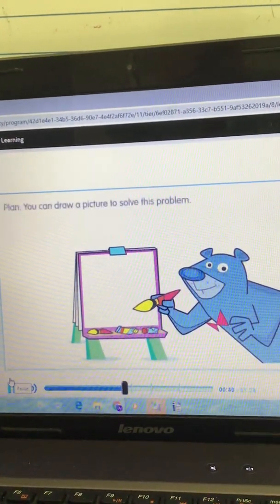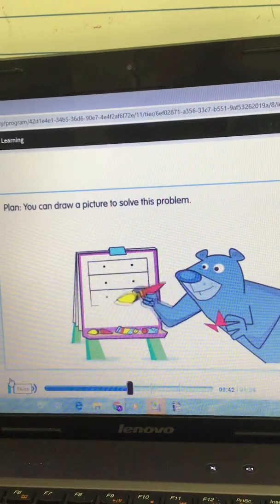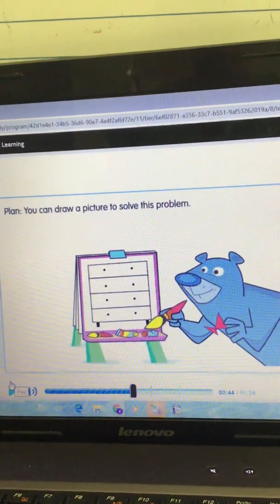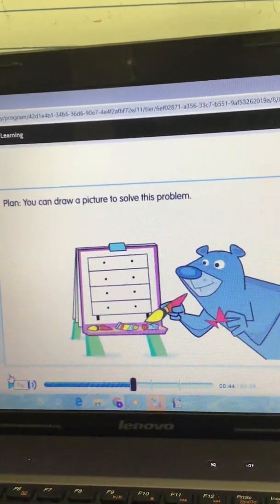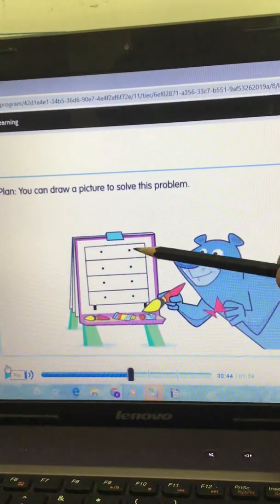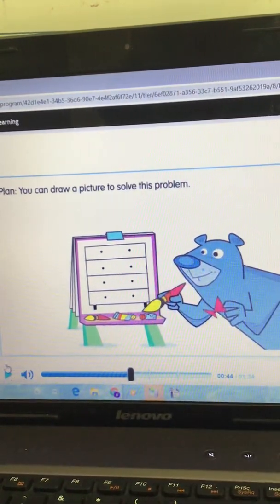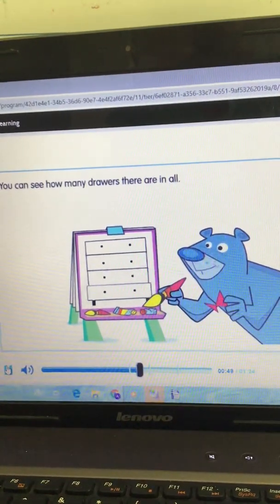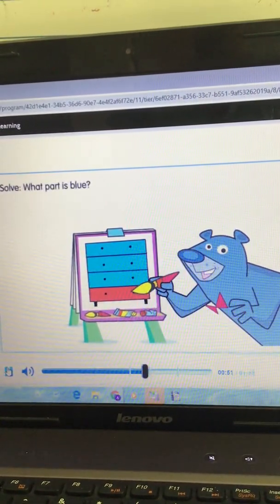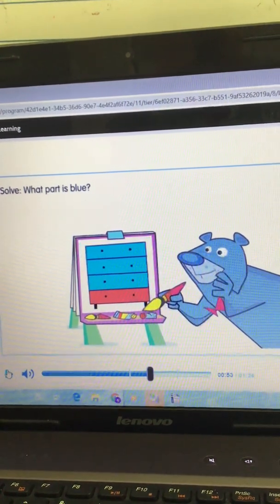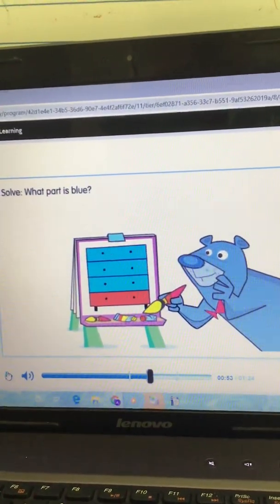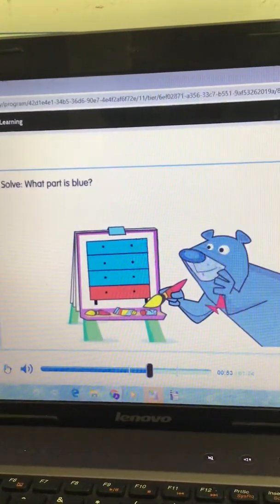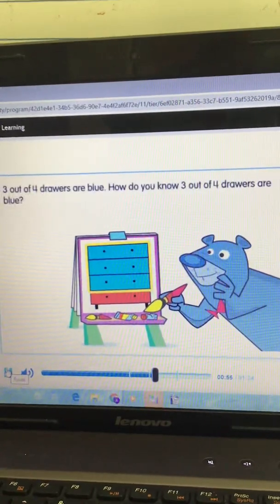Plan. You can draw a picture to solve this problem. So there you see in the picture is a dresser where she keeps her clothes. There's 4 parts, all right, to show the 4 equal parts. You can see how many drawers there are in all. Solve. What part is blue? So once they colored it in, we can see that 3 out of the 4 parts are blue. 3 out of 4 drawers are blue.